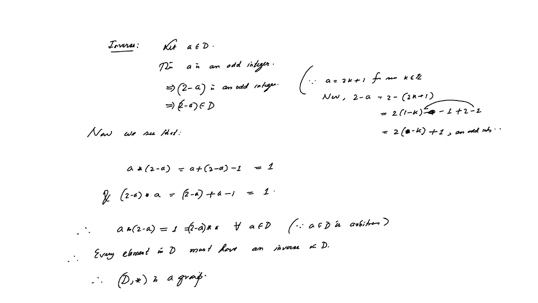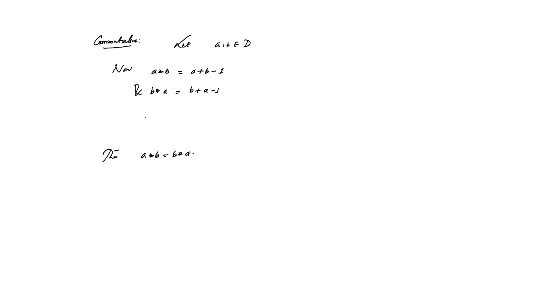Now we'll check whether it is a commutative group or not. So we'll check the commutative property. We'll take two elements a, b belongs to D, and we'll check whether a star b equals b star a or not. So what should be a star b? a star b will be a plus b minus 1. And b star a will be b plus a minus 1.